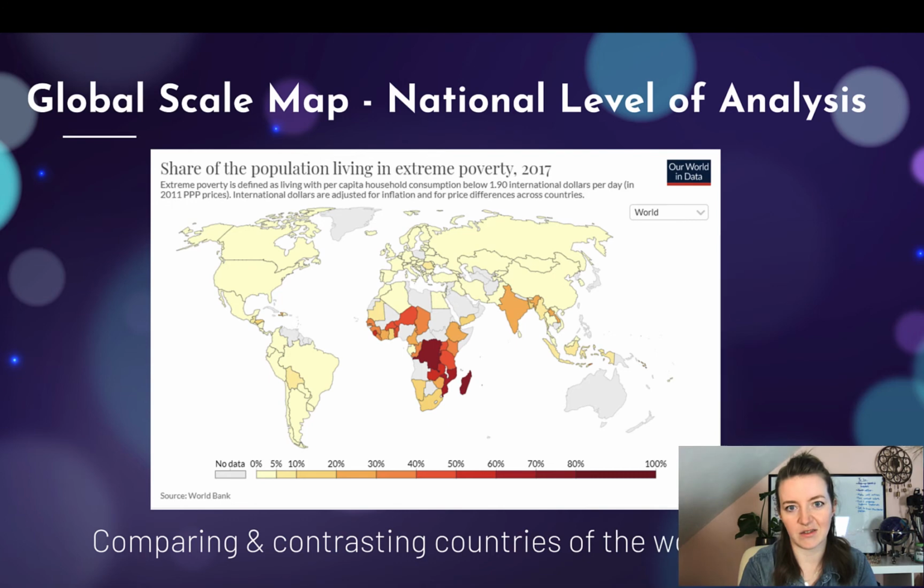But that's not technically the correct word for human geography. But we're looking at different countries. And here we can see, we just look at the whole of the United States, the whole of Egypt, the whole of South Africa, the whole of particular countries compared to each other. So we're comparing and contrasting countries around the world. And I want you to take a second, look at this, because we're looking at extreme poverty and what percent of the population is living in extreme poverty.